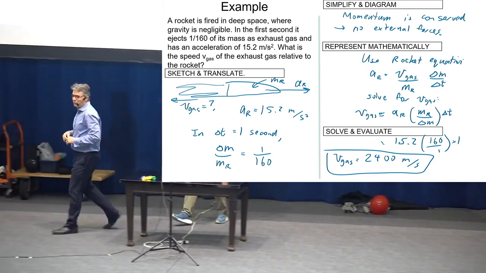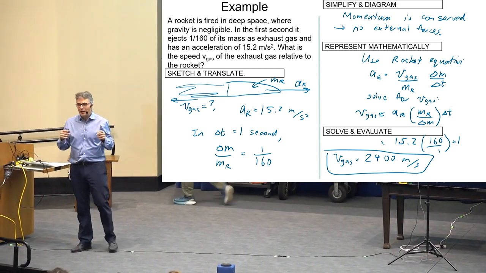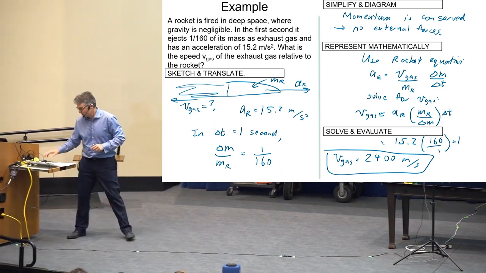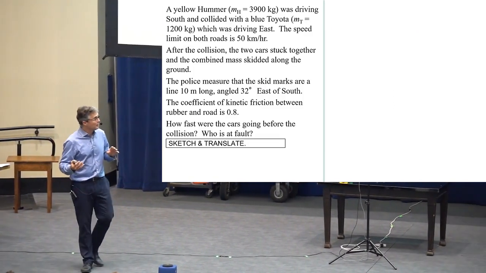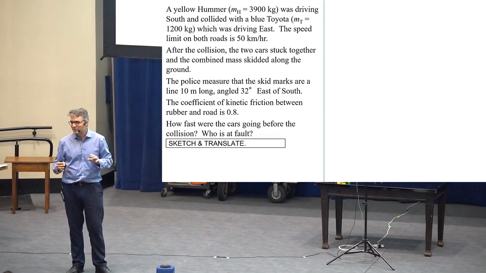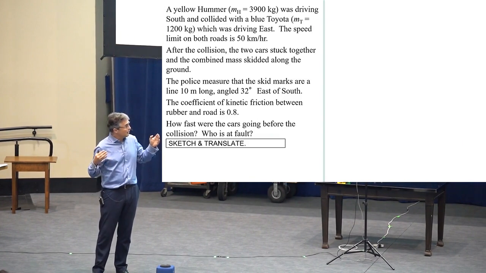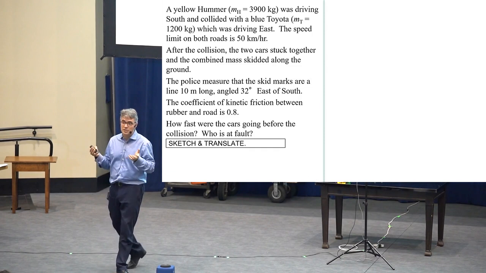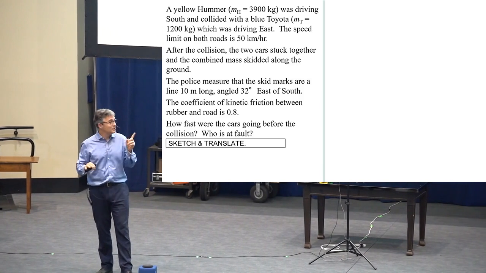I have a whole big, long example of a traffic collision, which, seeing as it's Friday, I don't think I'm going to actually do, and plus it's very close to noon. But the idea is that you've got a yellow Hummer, which collides with a blue Toyota, and one's going south, one's going east. The speed limit is 50 kilometers per hour. After the collision, the two cars stick together, and there's a big screech mark on the ground, which is 10 meters long, angled at 32 degrees east of south.